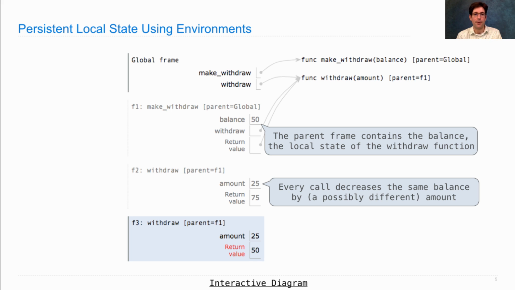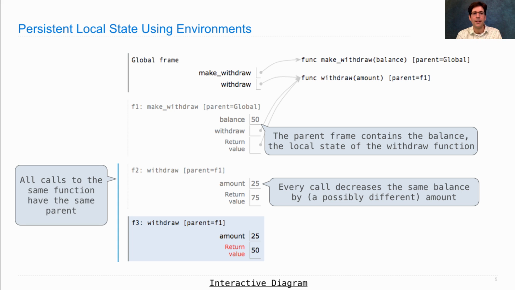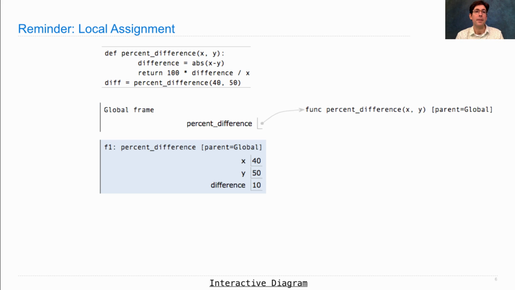Every call to withdraw will introduce a new frame, but a new frame with the same parent, and it will decrease the balance by some amount. And the amount is the amount that's passed in to withdraw when it's called. And all the calls to the function have the same parent, so they share the same balance. And that's why the withdraw function can represent a bank account that changes over time. Now, how do we implement this?